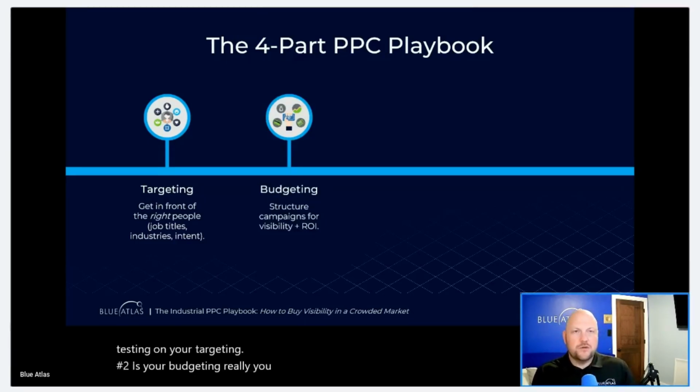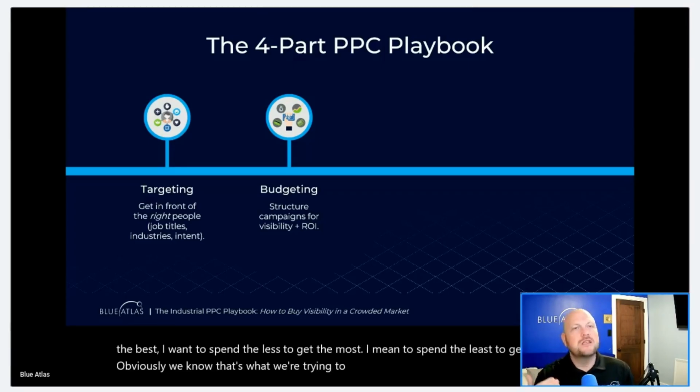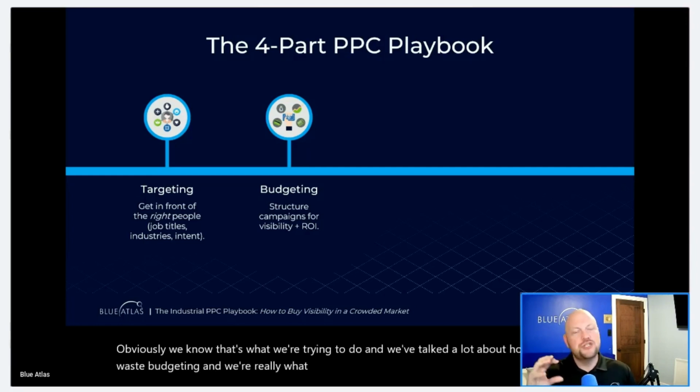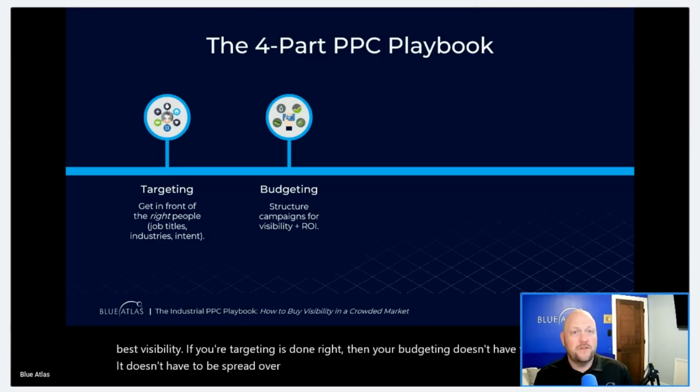Number 2 is your budgeting. Really, obviously all of this we're talking about is I want to spend the least to get the most. Obviously, we know that's what we're trying to do. And we've talked a lot about how you can waste budgeting. And what we're talking about is how you structure that for the best visibility. If your targeting is done right, then your budgeting doesn't have to be as big. It doesn't have to be spread over as many different things because you've got the right targeting.